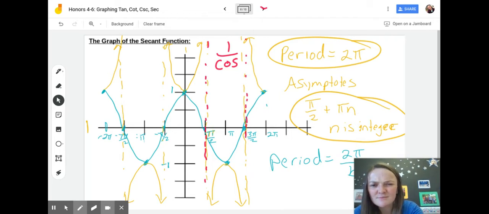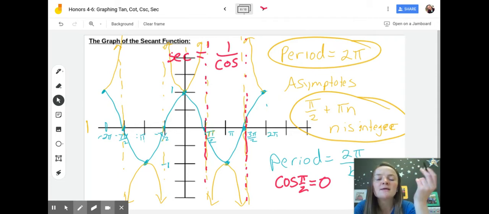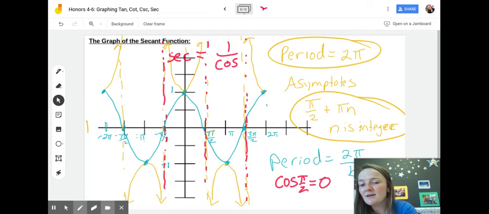So I have asymptotes that are in intervals of pi over 2. Let's think about this for a minute. Cosine of pi over 2, on my unit circle, equals 0. So if secant is 1 over cosine, then when cosine is 0, secant would be undefined because 1 over 0 is undefined. It creates an asymptote. So the secant function works the same as the cosecant function.